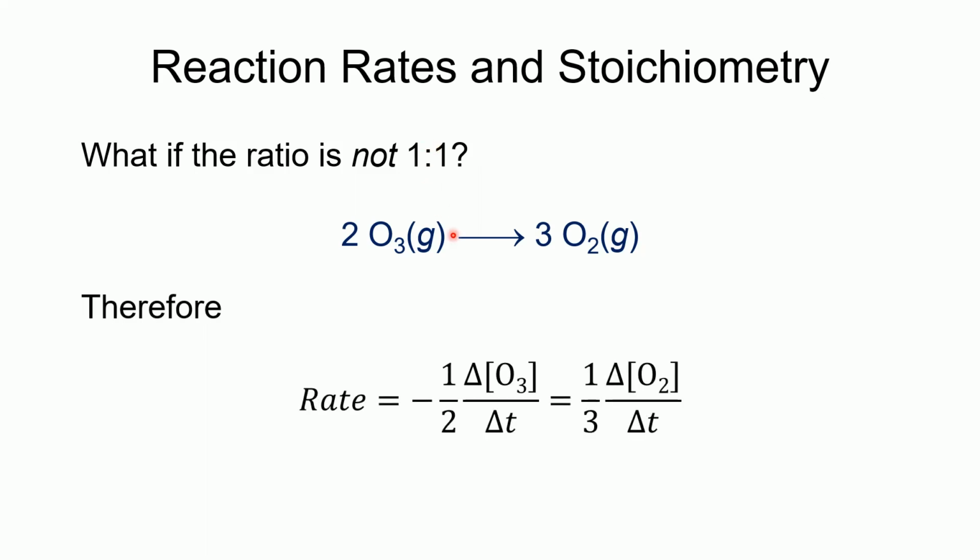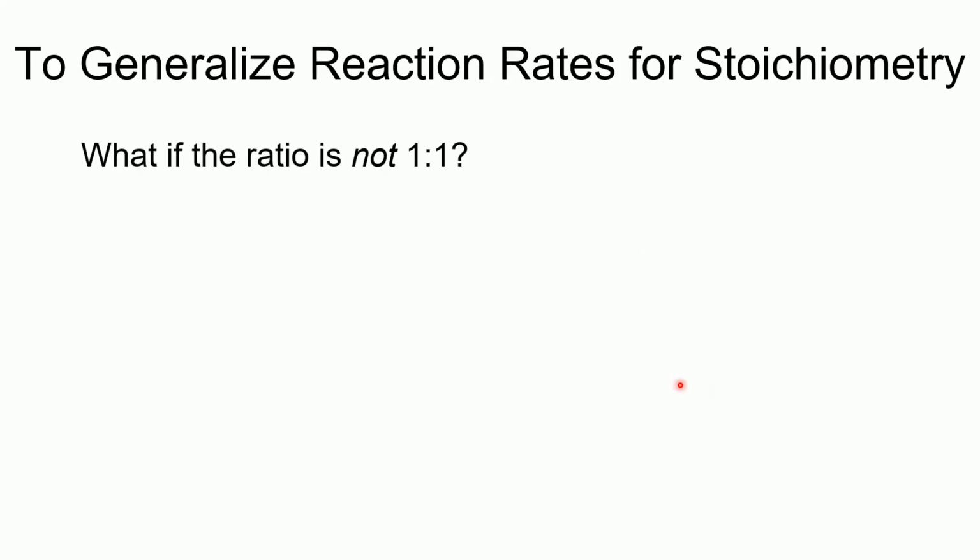Again, negative indicates that we have a reactant, positive for the product. But you'll notice that we took the coefficient and took its reciprocal and put it in front of our delta concentration over delta time. And so 1 over 2, 1/3 here for this product. All right. And we can generalize this. We can generalize this using this particular one.